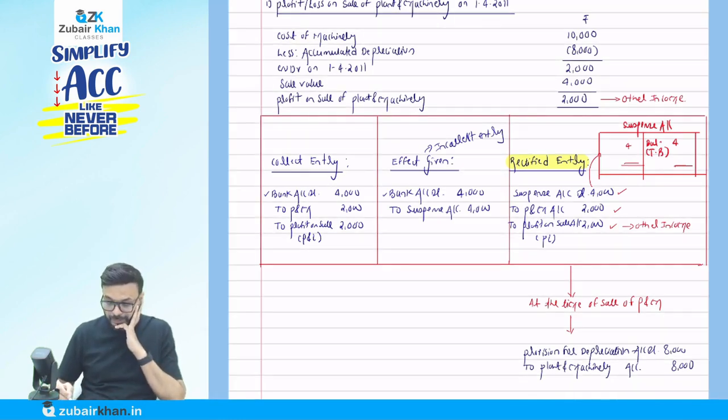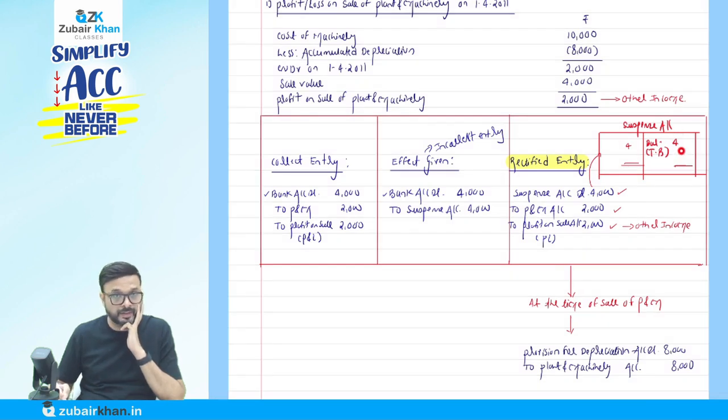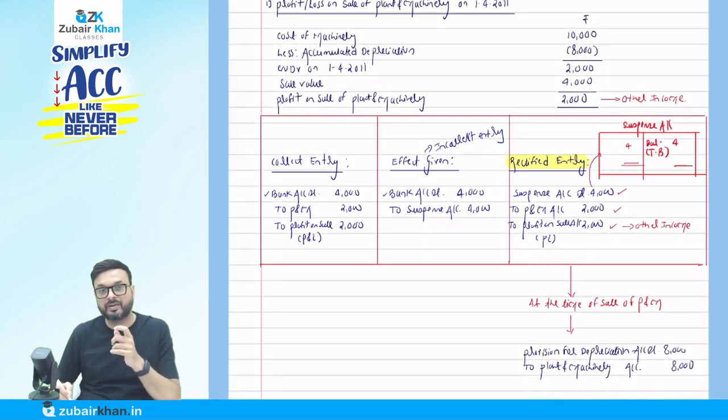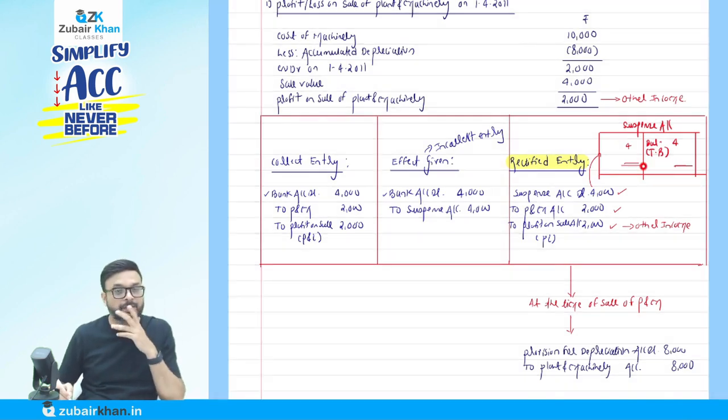The suspense account which appears in the trial balance was a 4,000 credit balance. Now when you debit it, the suspense account will get cancelled. That's why we have not written it in our financial statements, balance sheet or P&L. The plant and machinery should be credited, so we deduct it from the plant and machinery, and the profit we write down as other income.